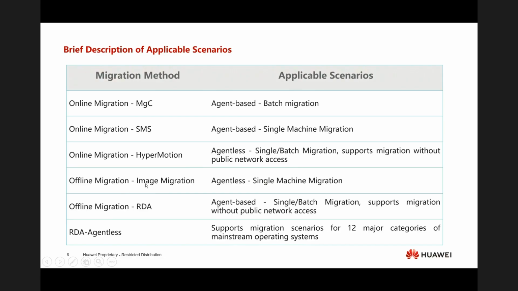Then for offline migration, we have image migration, which is to generate the image in VMware and then provide a single machine migration via IMS. Then there is offline migration with RDA. This is agent-based, because a small agent is installed in the virtual machine. It supports batch migration without public network access. And finally, a very convenient one is RDA agentless, which supports migration for 12 major categories of operating systems that we will see, because this is what the training today is about.